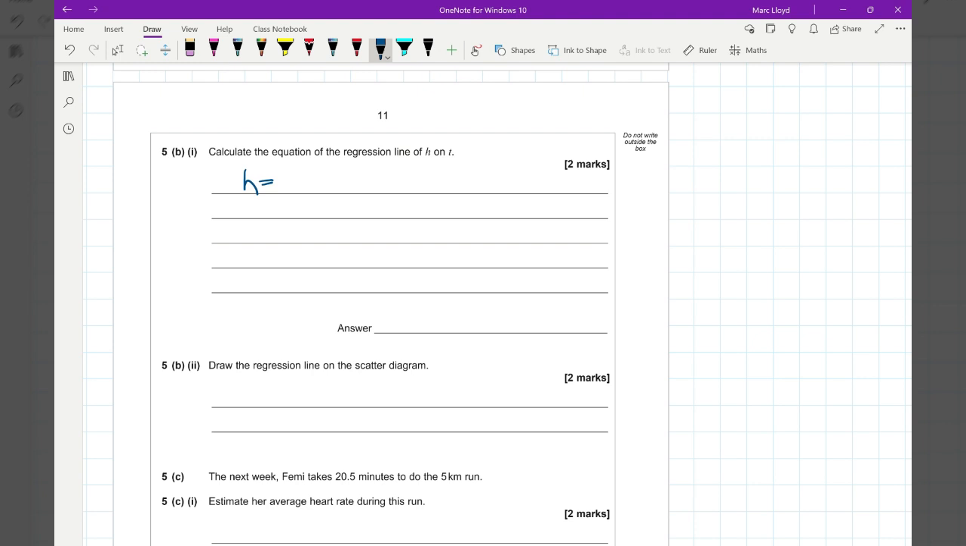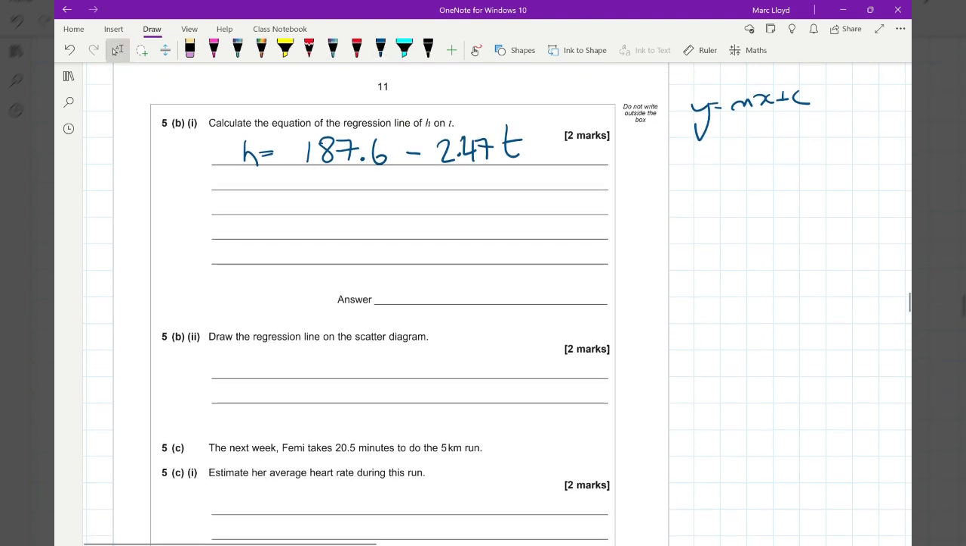I've got a CG50, but I've seen how the new class quizzes work as well, and they're pretty good. We should get 187.6 take away 2.47t. Now do remember, put your t values in first, because if it's in the format of y equals mx plus c, you'd want your x values as the input and the y values as the output.